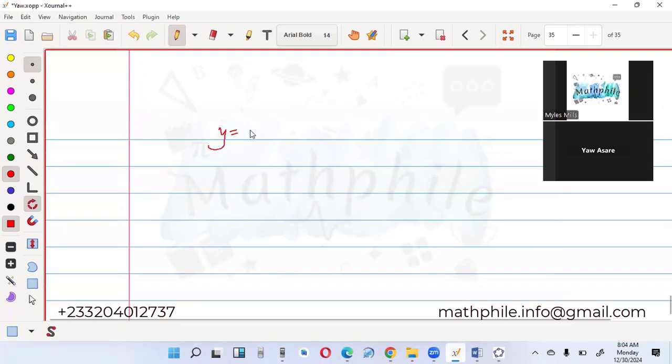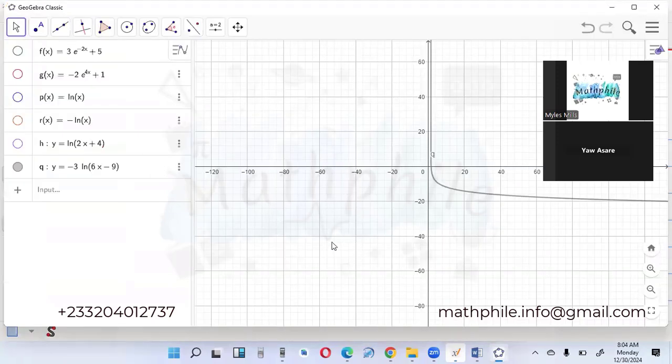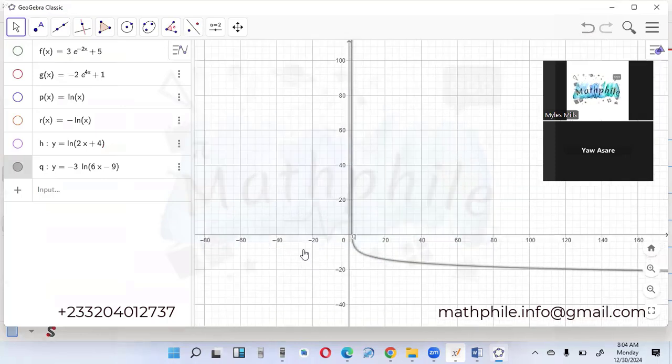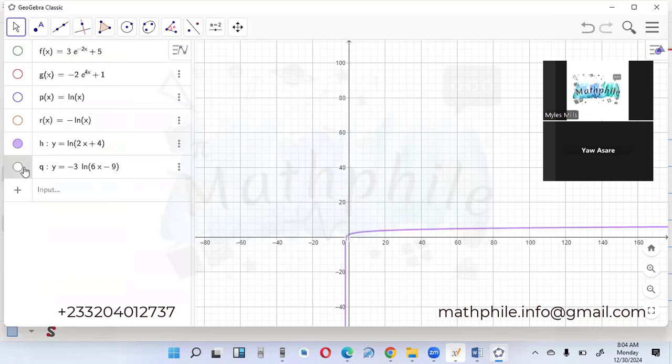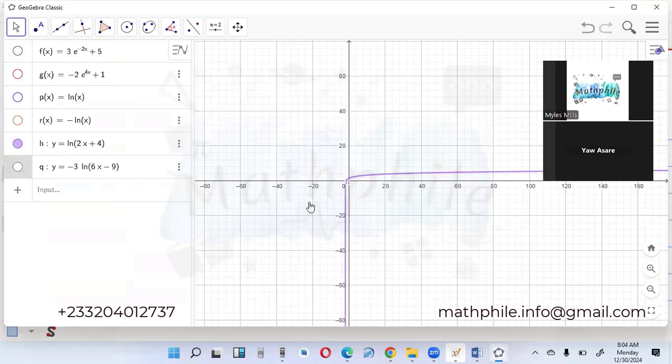Y equal to k ln(ax plus b). Okay, so this graph will also have asymptotes. Let's go to the GeoGebra. I don't think we'll have to. Yeah, so there's a ln graph. There's also a ln graph. We can see there are places where the graphs would cross. Let's look at this one too, the blue one. This one too, it has got a weird asymptote.